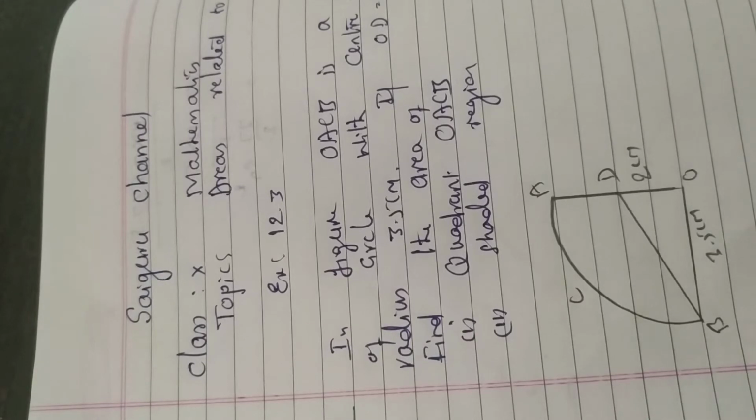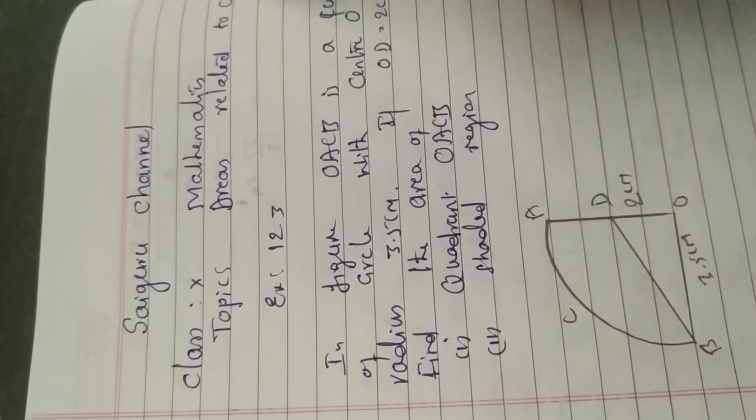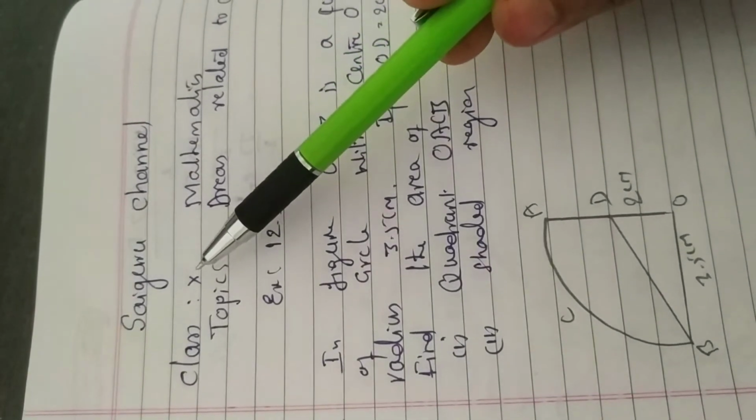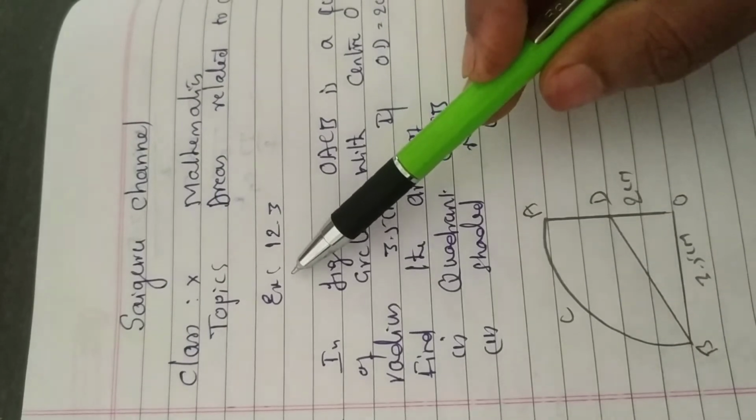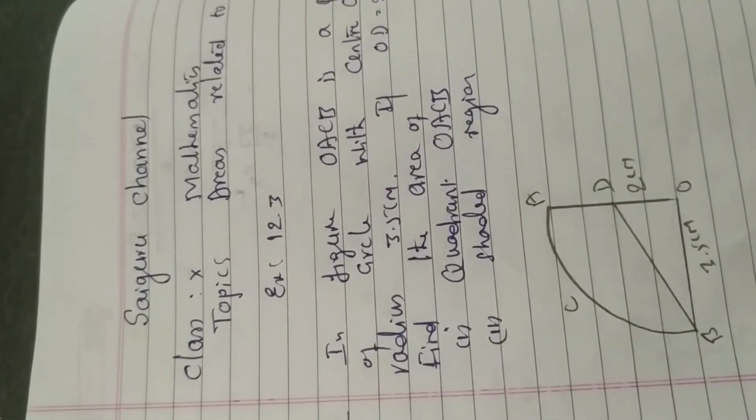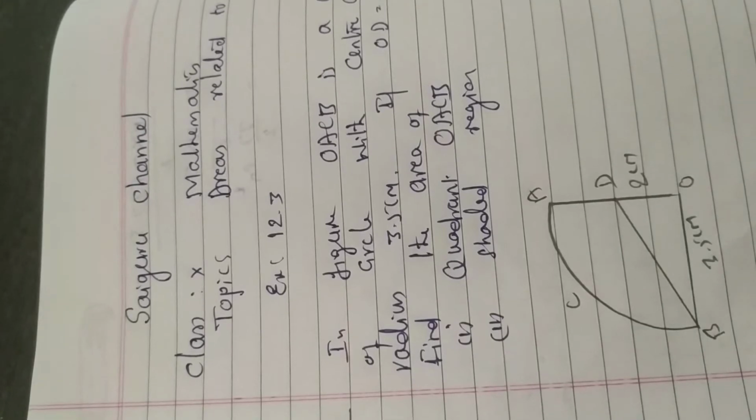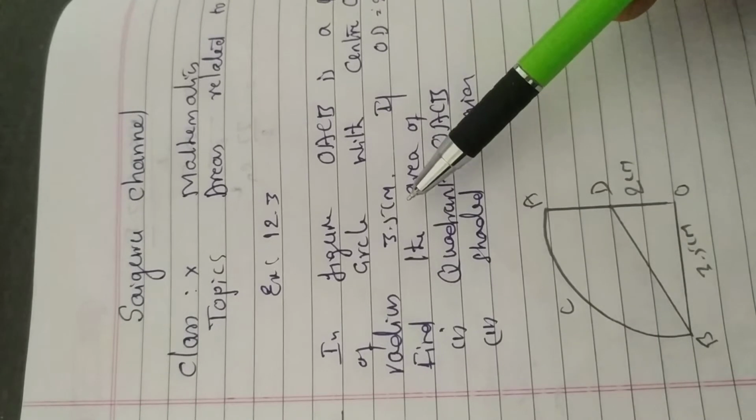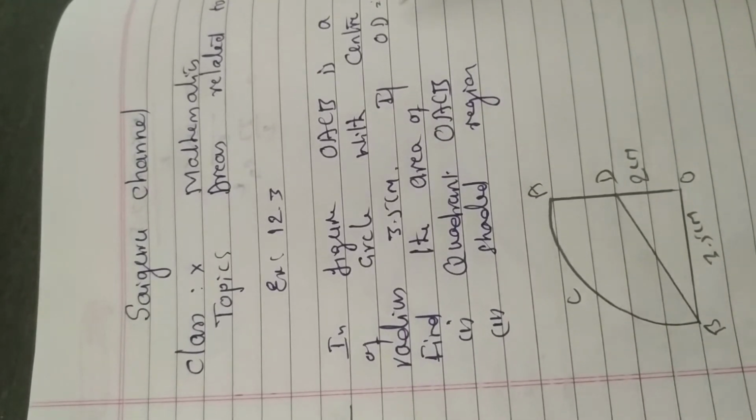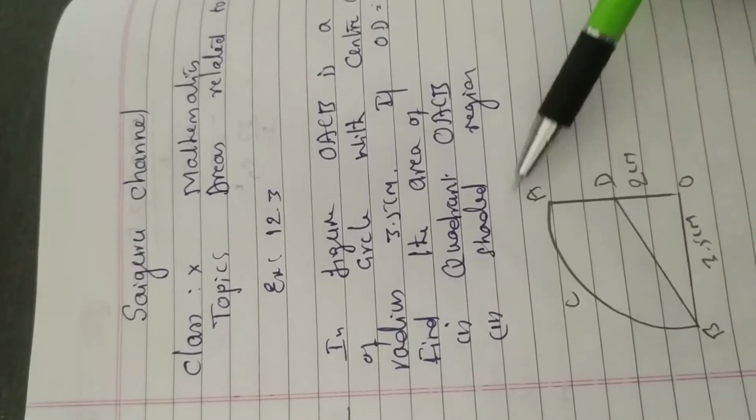Today's question is from the topic areas related to circles, from the class 10 standard. The question is taken from exercise 12.3. What is the question? In a figure, OACB is a quadrant of a circle with center O and radius 3.5 centimeter. If OD is equal to 2 centimeter, find the area of quadrant OACB and the shaded region.